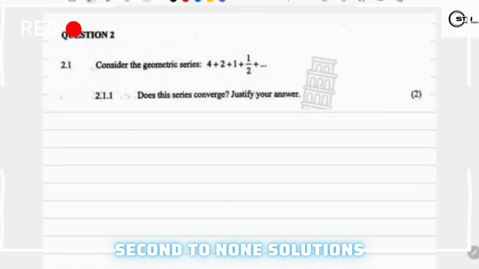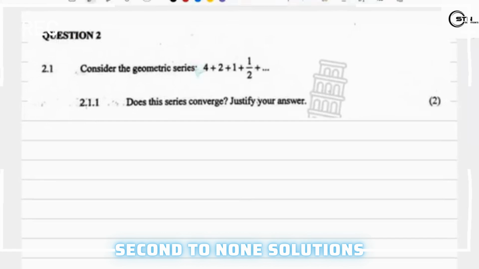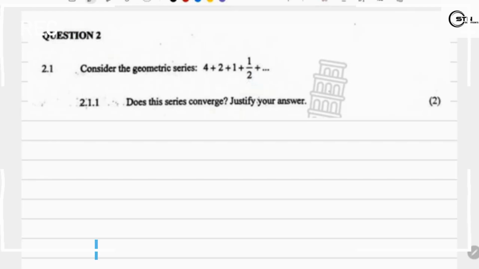Okay, grade 12. So we're on question 2, and 2.1 says, consider the geometric series 4, 2, 1, a half. So as you can see, they are being cut into 2 the whole time. So 4 divided by 2 is 2, and 2 divided by 2 is 1. So since that is happening, they're really just being multiplied by a half each time.